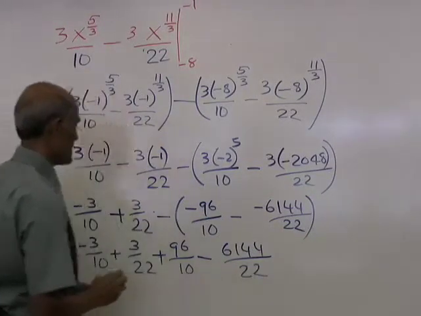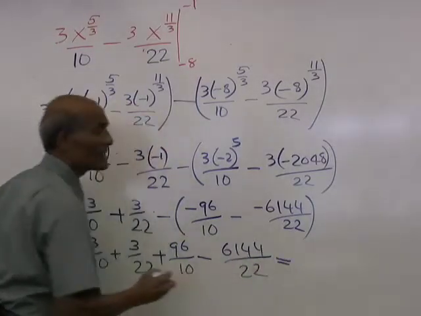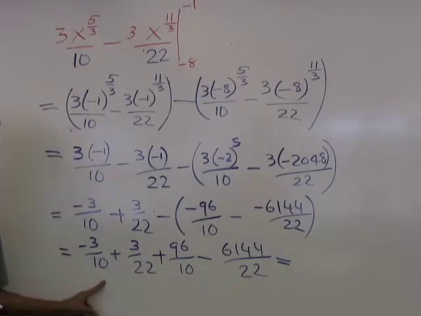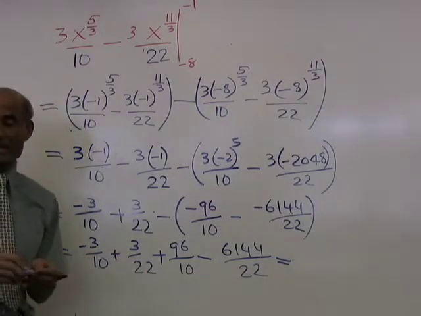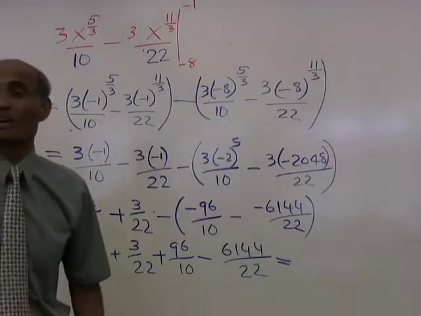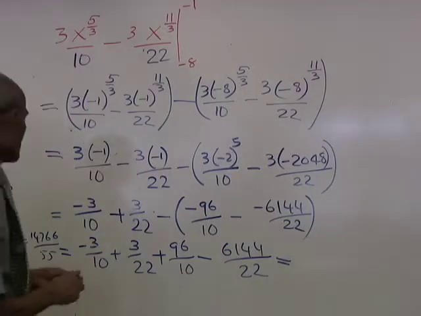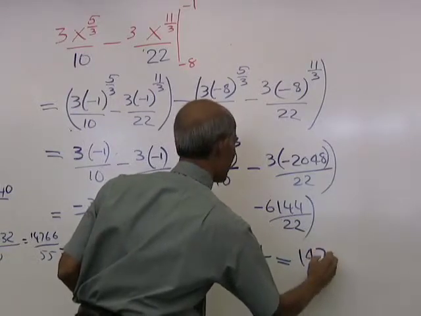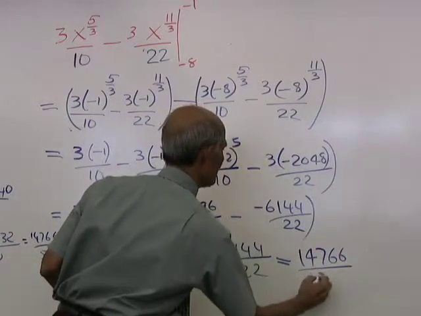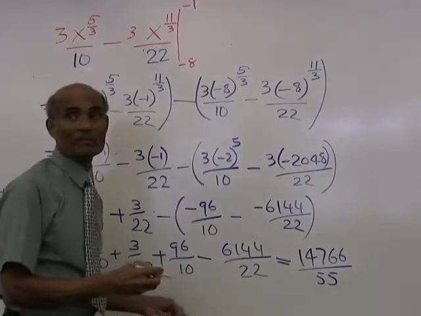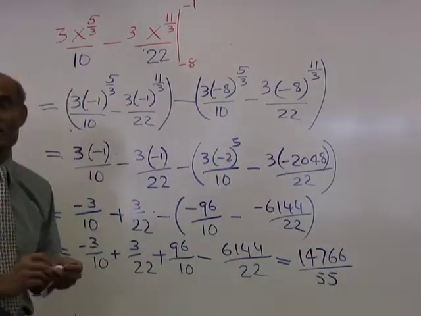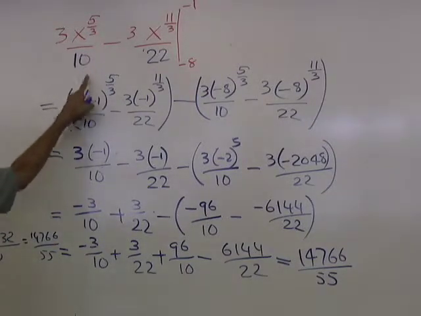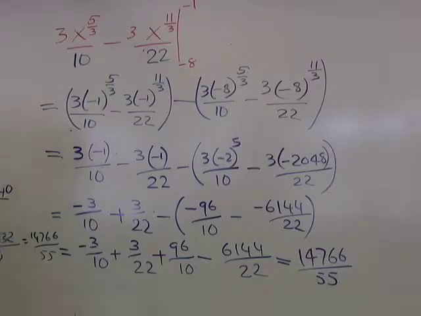6144 divided by 22. And I think I'm going to leave it there for you to find the common denominator and simplify that on your own. That's an elementary algebra problem. Now, did you get it as 14,766 divided by 55? Let me know if that is right or if there is a problem with it. Well, you should practice working out these kind of problems.